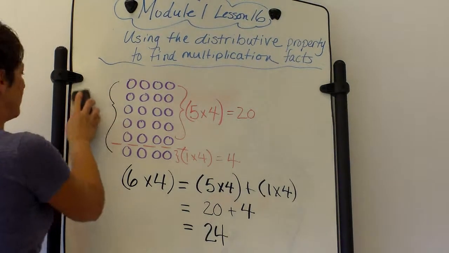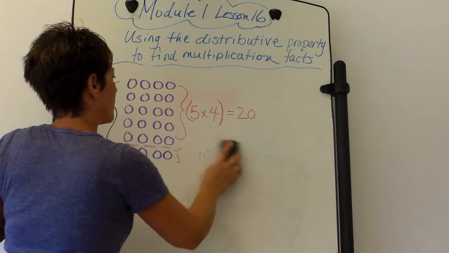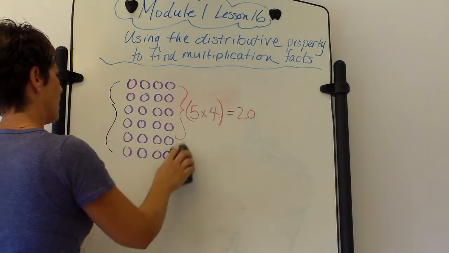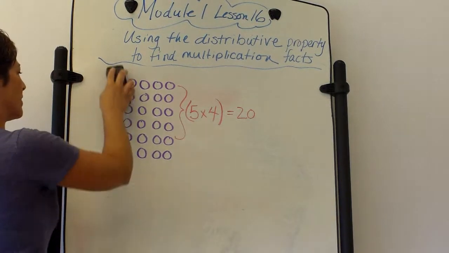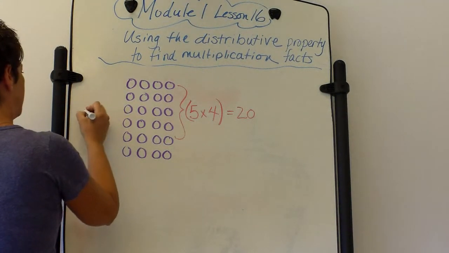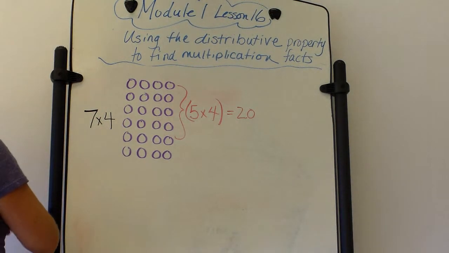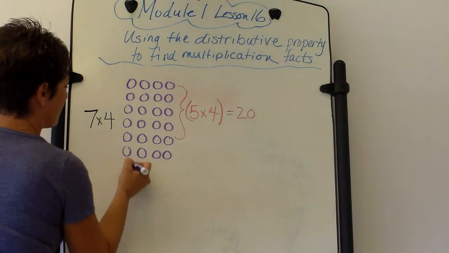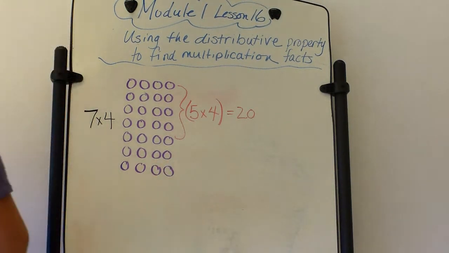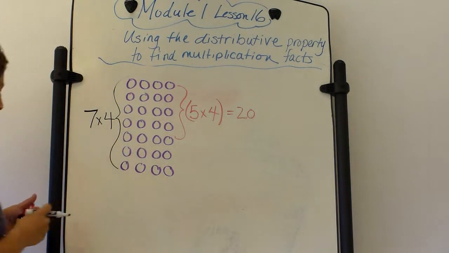Let's do another example. What if I wanted to find 7 times 4? I wanted to make that a little easier for myself. I need to add another row to my original array. So I have 7 rows of 4. Okay, so this whole array is 7 times 4.